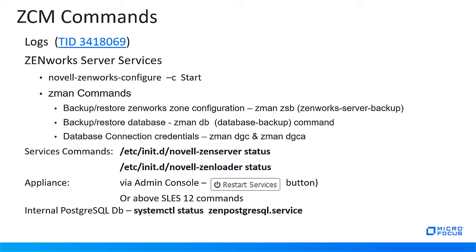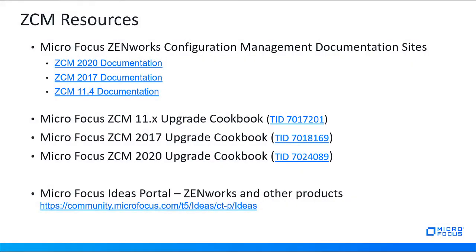And of course, the services command: you can use the initd Novell Zen server status if you're on SLES 11. For SLES 12 or later, you can use systemctl, or again, the Novell ZenWorks configure -C system status command. The command to look at the Postgres internal database on Linux is systemctl status zenpostgres.service.